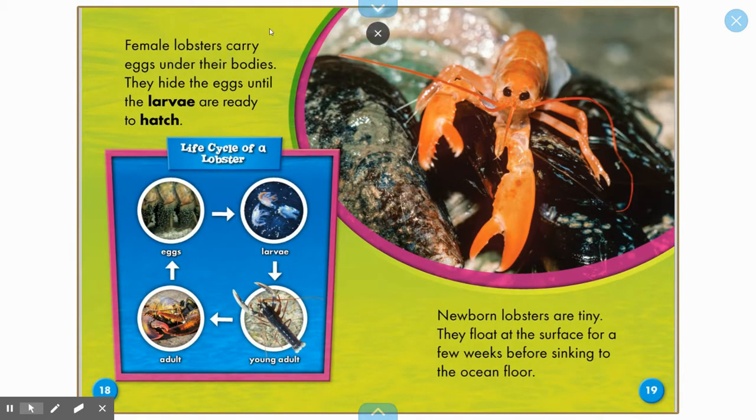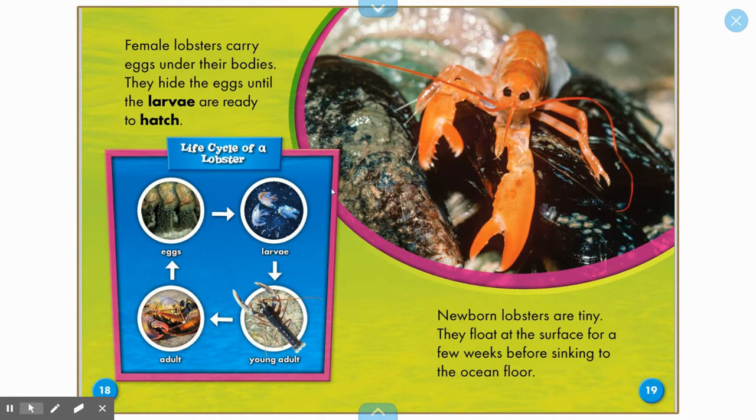Female lobsters carry eggs under their bodies. They hide the eggs until the larvae are ready to hatch. Newborn lobsters are tiny. They float at the surface for a few weeks before sinking to the ocean floor.